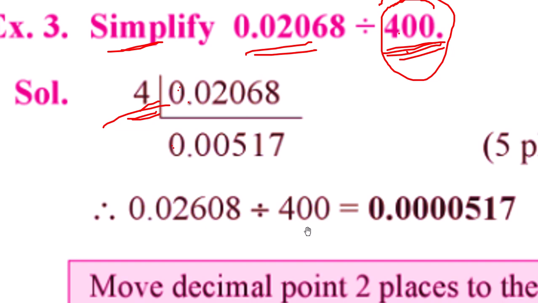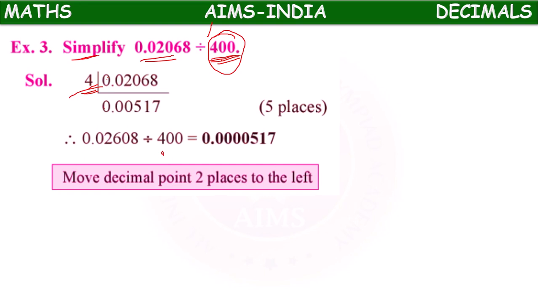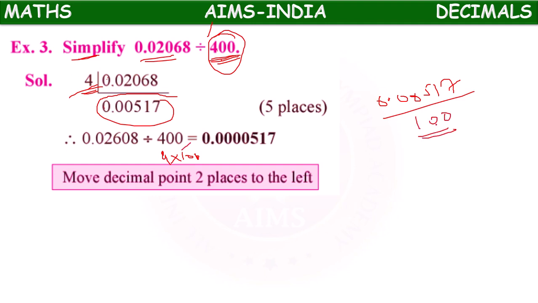But because of 2 zeros, 400 we can write as 4 into 100. Whatever answer we have got, 0.00517, is because of division by 4. Still division by 100 is remaining. Because in 100 2 zeros are there, the point has to move 2 places towards the left. But only one place is there, so we can take one more 0. First place, second place. The point will shift to here.